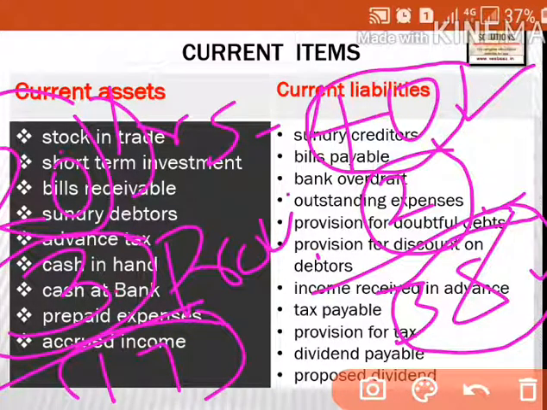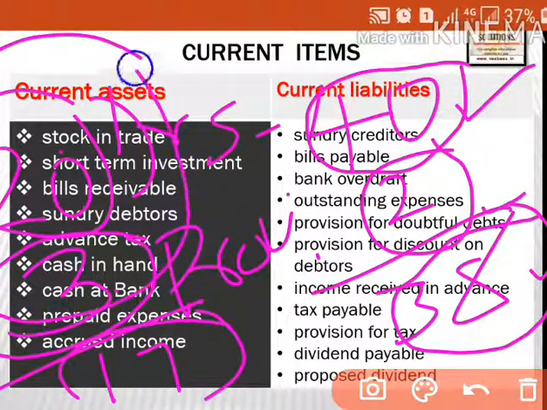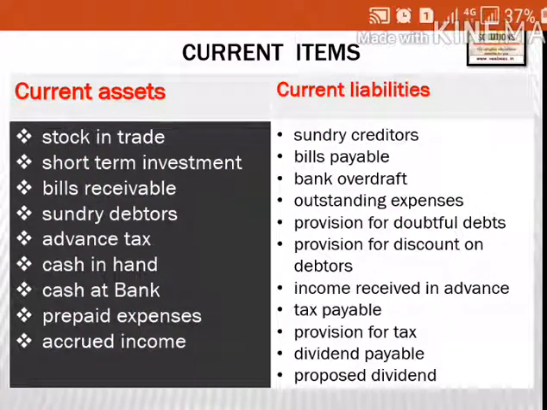Generally this rule is used, that is we will show the total value of current asset on the assets side and the total value of current liabilities as liabilities. Don't worry, all these items will be discussed in our later videos when we discuss the fund flow statement.